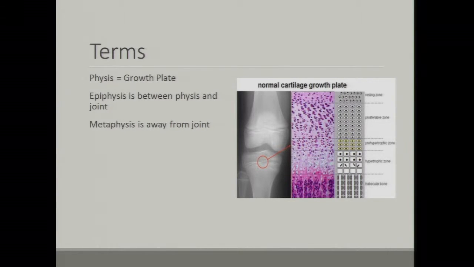And the earlier cell activity is near the epiphysis, and the growth and maturation of the cells occurs toward the shaft, so toward the metaphysis.